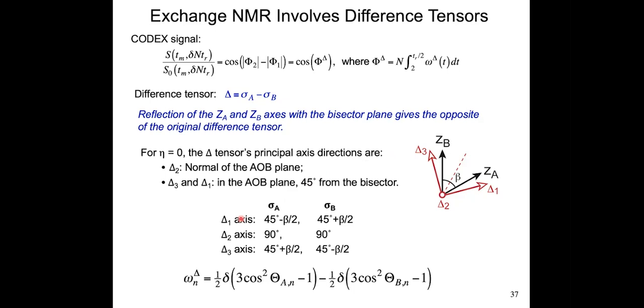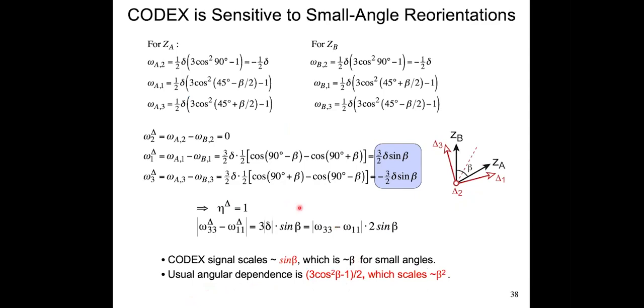When you do this, then I can write down the angle from these difference tensors' principal axes to the original A and B Z axes. I have these values, and the difference tensor's principal values would be 1/2 delta (3 cosine squared theta minus 1) for one of these sets, minus the second set. All right, so that's how the difference tensor principal values should be.